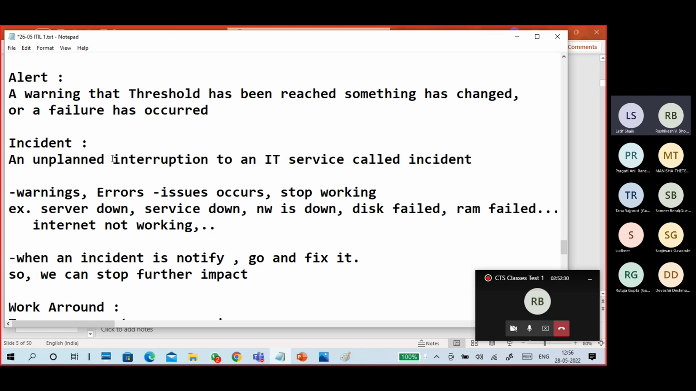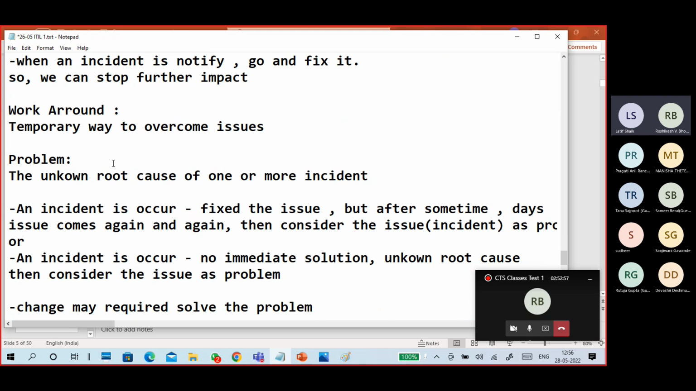Okay, incident management is an unplanned interruption. Suddenly something happened, it stopped working kind of stuff. Issues occur, like server down, service down, network down, internet not working, internet failure, disk failure, RAM failure. These all come under incident management. When an incident is notified and you have to go and fix it, we call that a workaround, a temporary way to overcome the issues, so that we can stop further spreading or further impact.